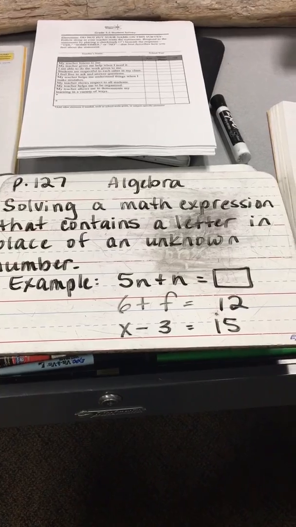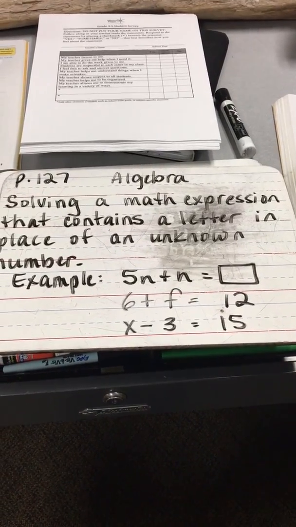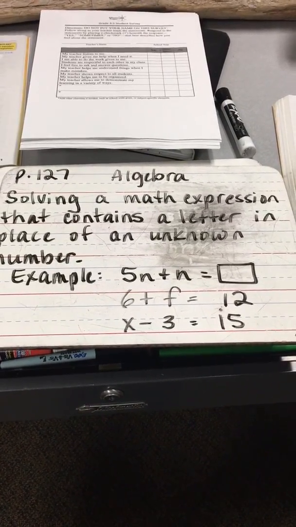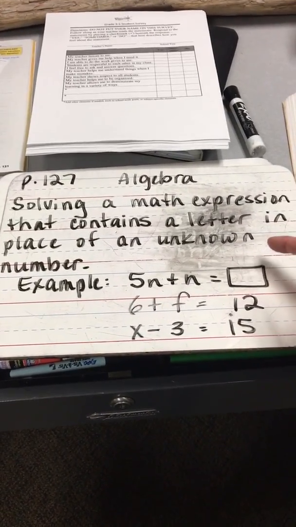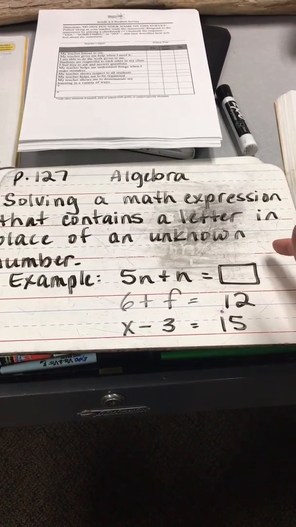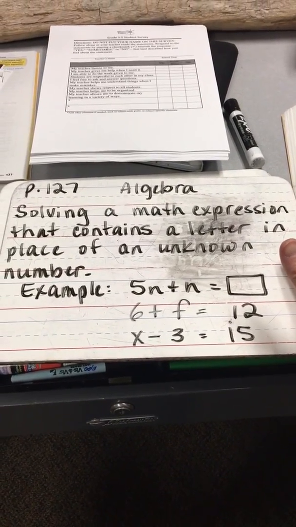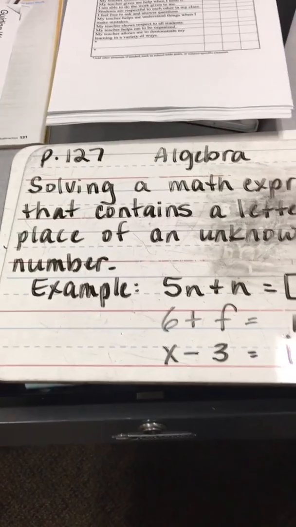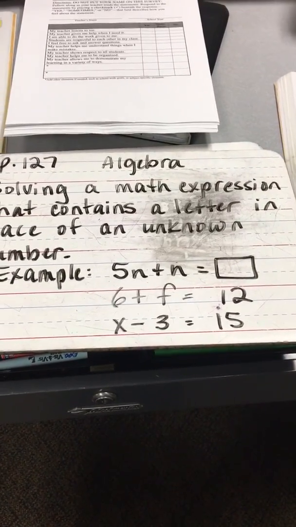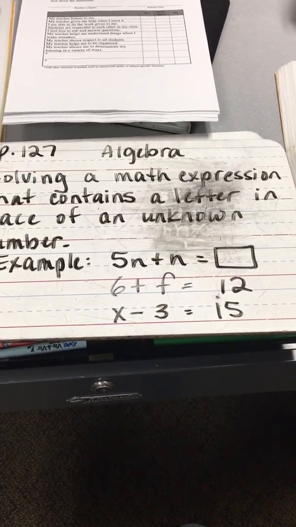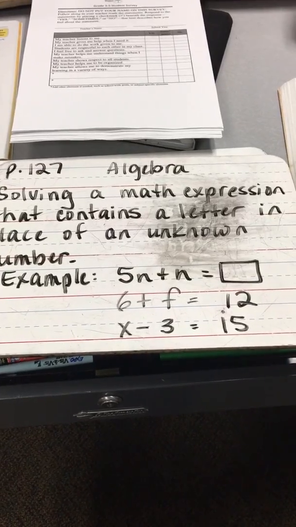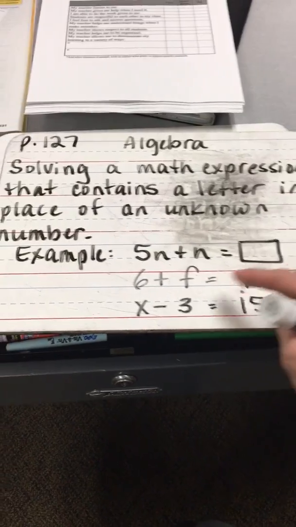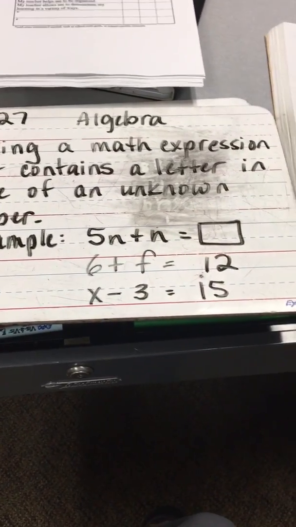On page 127, you're basically starting a new unit about algebra. One thing to keep in mind is that algebra is solving a math expression that contains at least one letter in place of some unknown number. For example, if you have 5n plus n, n is a missing number. And if you have another expression such as 6 plus f equals 12, you know that f is a missing number that we need to try and solve.